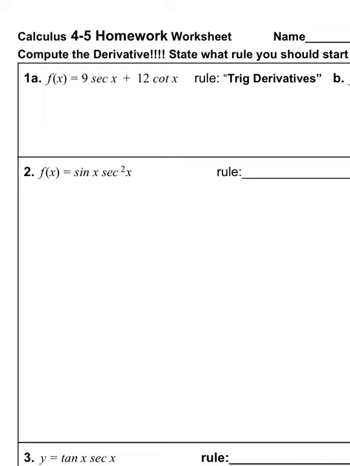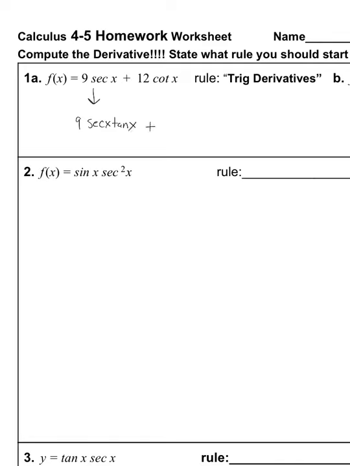So for number one, this is just two separate terms, 9 secant of x plus 12 cotangent of x. These are just single trig functions. There's no composite functions. So for the first term, you bring the 9 along. The derivative of the secant is secant x tangent of x. And that's the derivative of the first term.